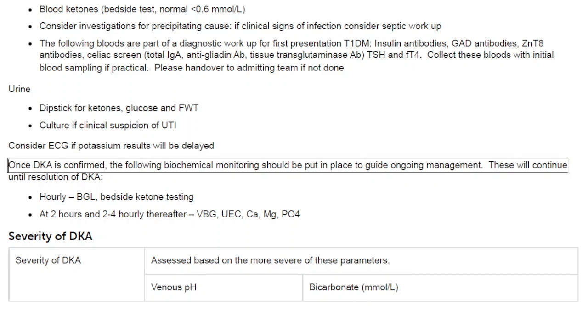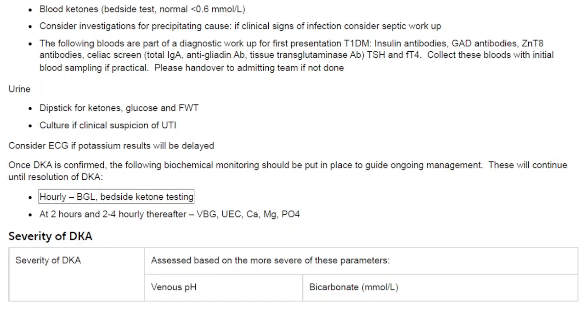Once DKA is confirmed, the following biochemical monitoring should be put in place to guide ongoing management. These will continue until resolution of DKA. Hourly BGL, bedside ketone testing. At 2 hours and 2 to 4 hourly thereafter, VBG, UEC, calcium, magnesium, phosphate.